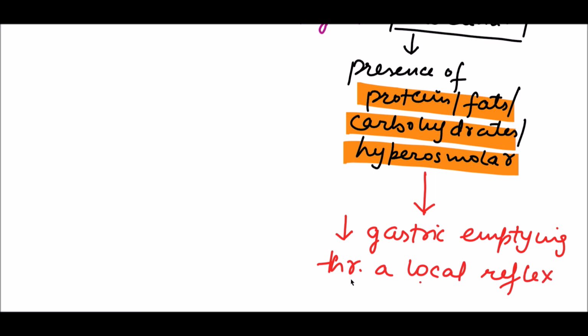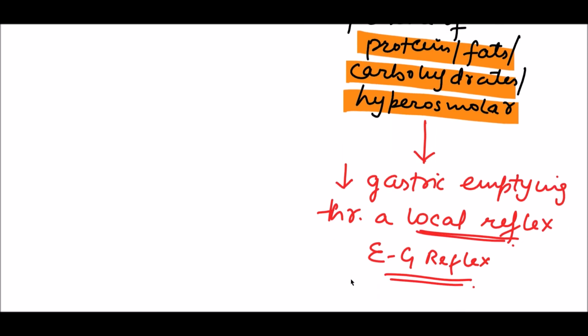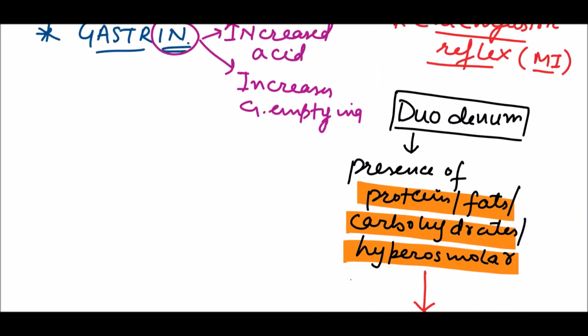It is just the role of the enteric nervous system, with no role of the sympathetic or parasympathetic nervous system. It's a local reflex. It is called the enterogastric reflex, and it is the most important factor regulating gastric emptying.